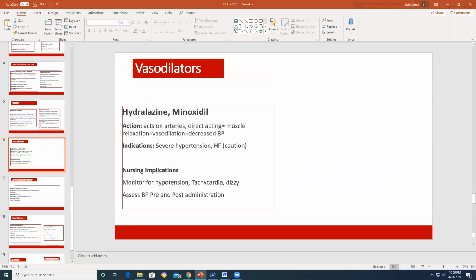Okay, hydralazine. This medication is one of my best friends in the hospital, and the reason is that it does not affect the heart rate. All the other meds, or most of the meds that we talked about, ACE inhibitors, all of that, can decrease the heart rate. So we have to check our heart rate and our blood pressure.